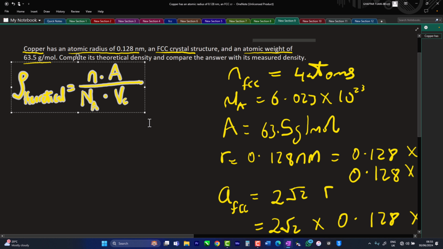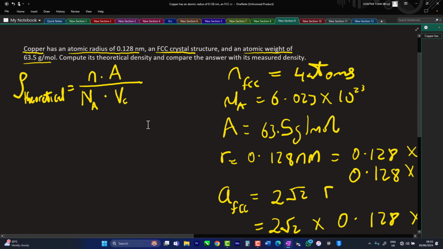Right? And if you look at this question, here we are giving copper, we are giving the atomic radius, but in the other one we are not giving the atomic radius. Here we are also giving the atomic weight, and so on. So it's the same thing, but it's just kind of twisted.